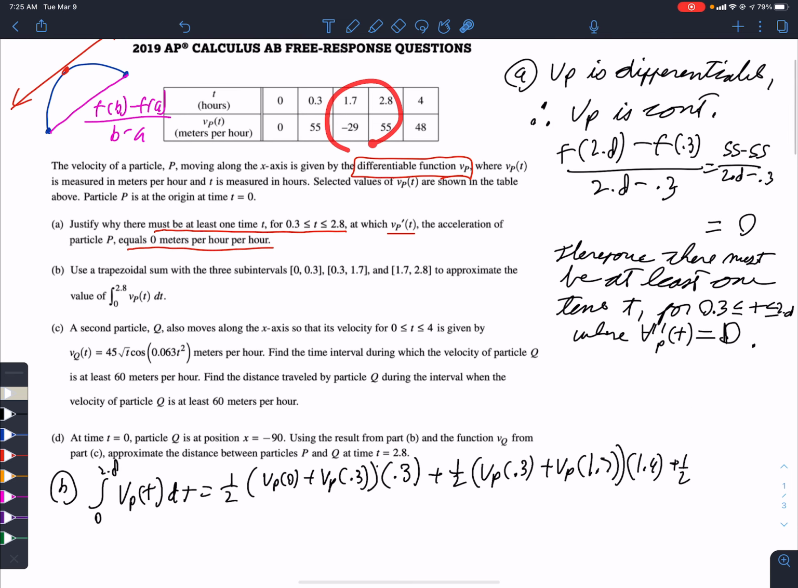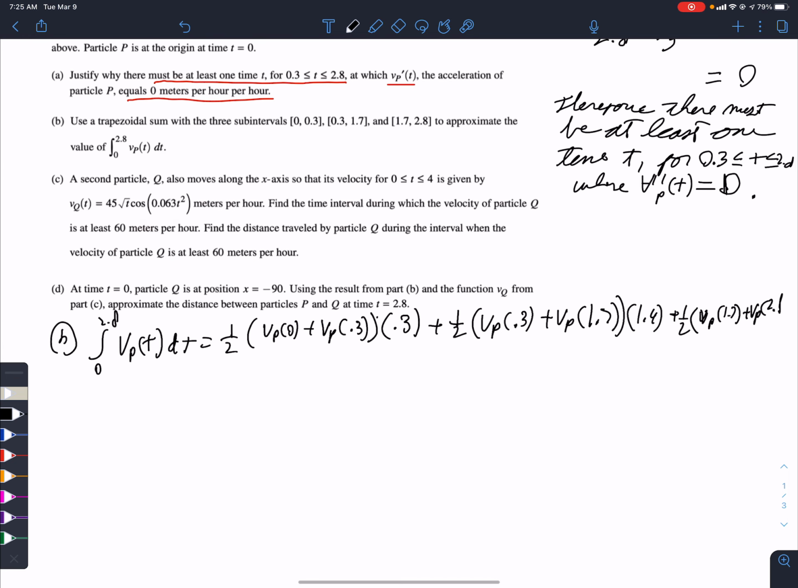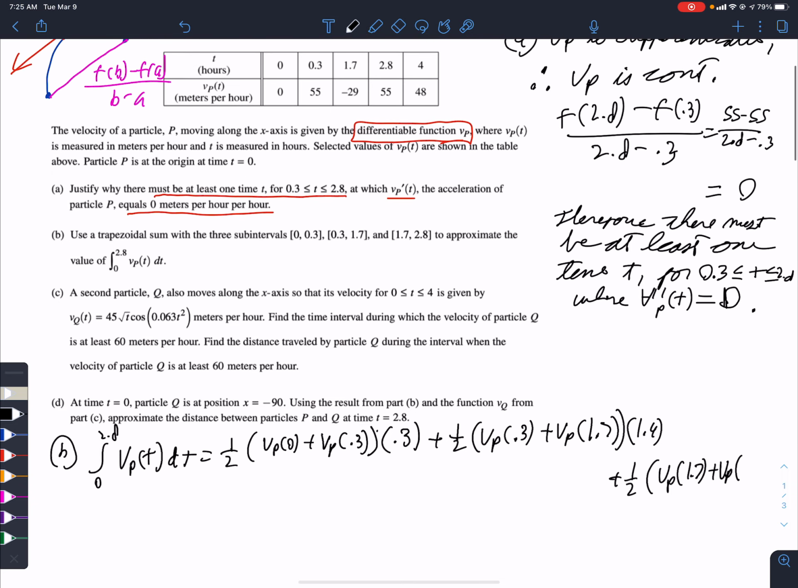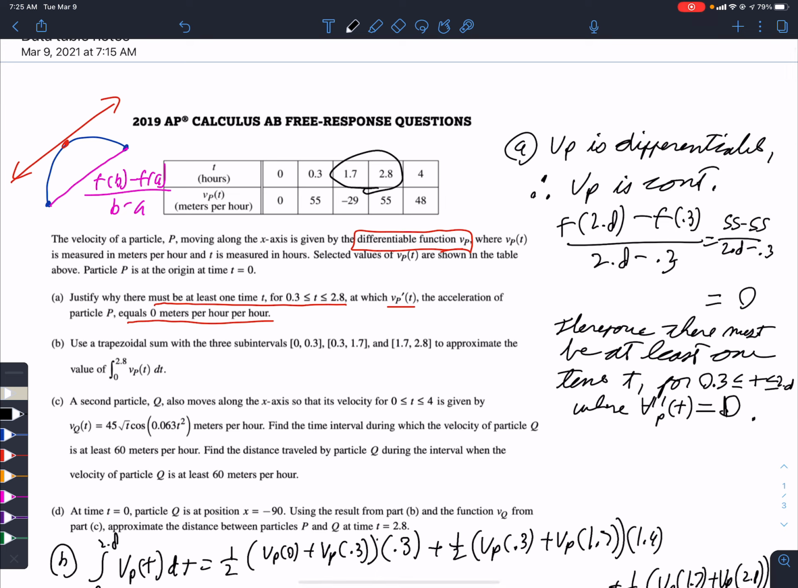So the last 2 are going to be between these. So I'm going to do VP at 1.7 plus VP at 2.8. Wow, I'm just out of room here. I'm messed up. Here, let me put it lower because that's getting ugly. You gotta be able to follow this. 1/2 VP at 1.7 plus VP at 2.8. And the width between these two is going to be 1.1.